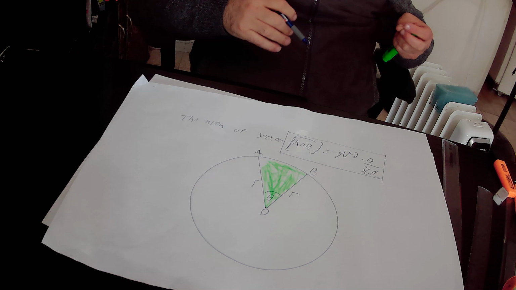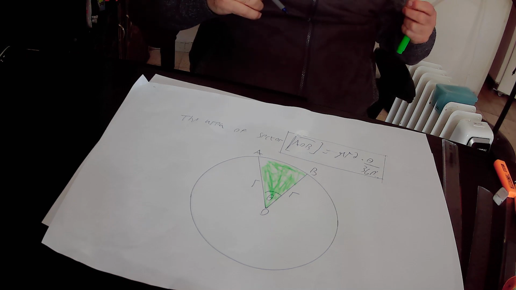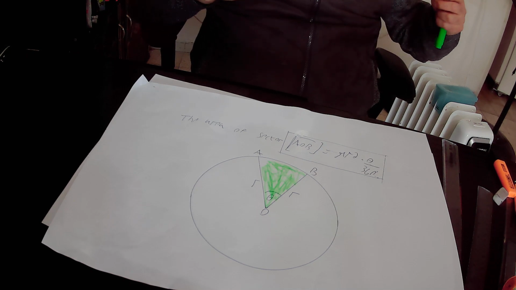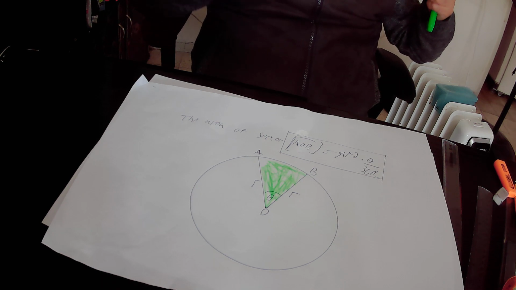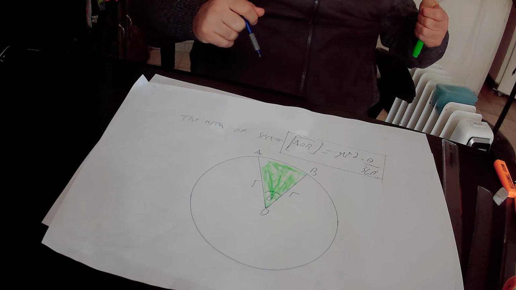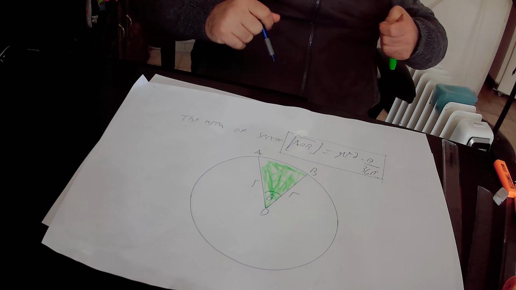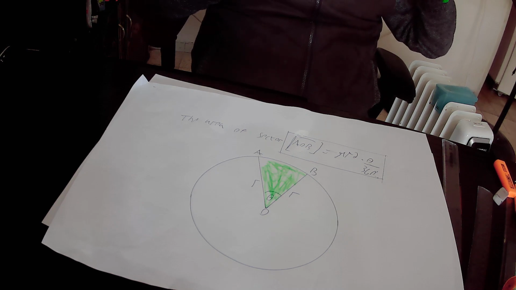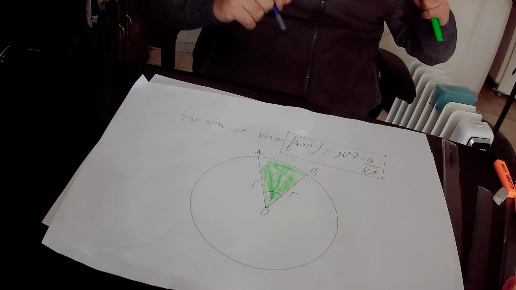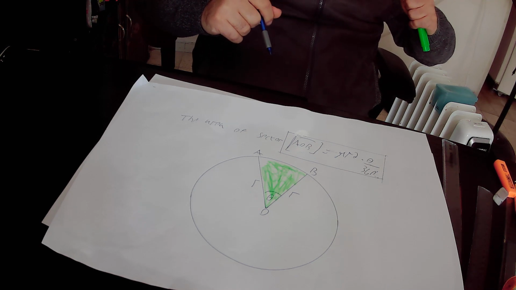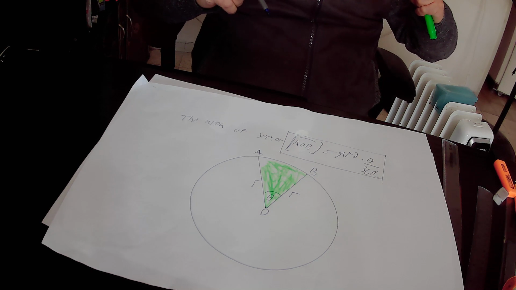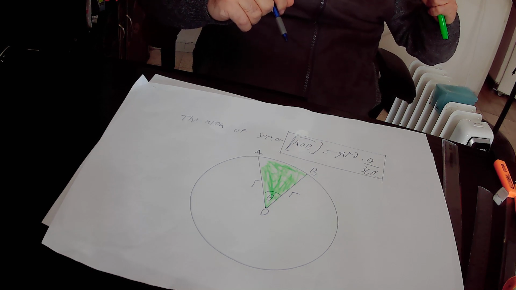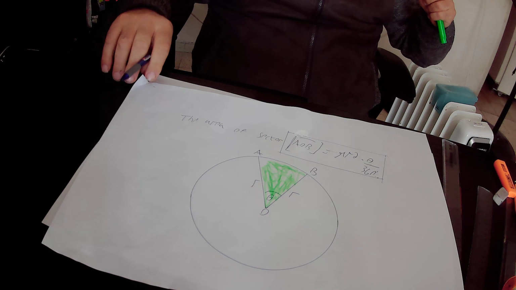So in conclusion, you can say that the area of any sector equals the area of the circle that contains the sector times the angle between the legs of the sector over 360 degrees.